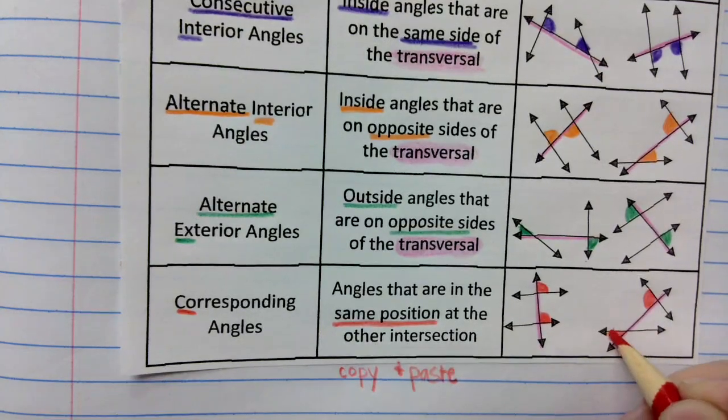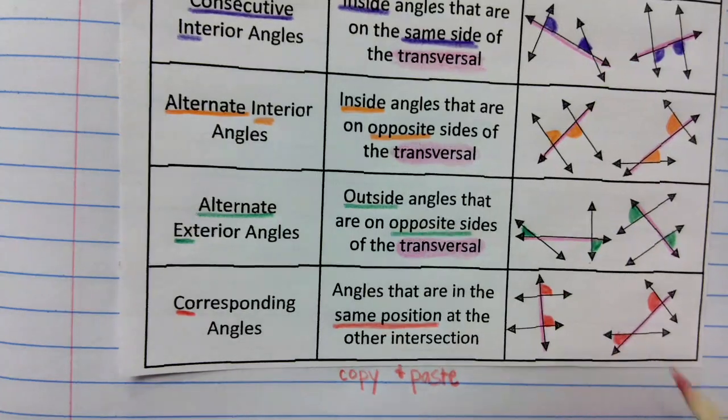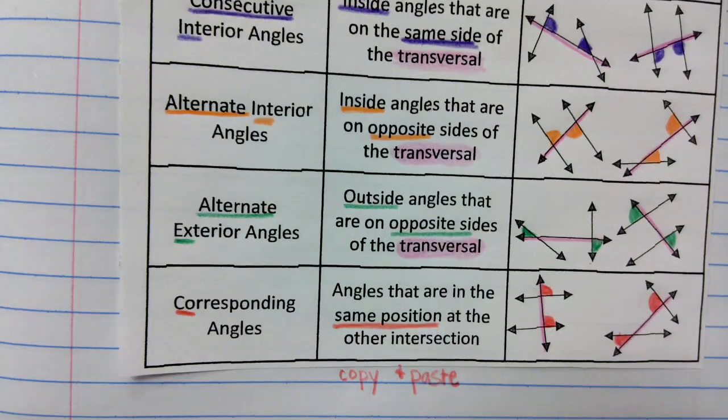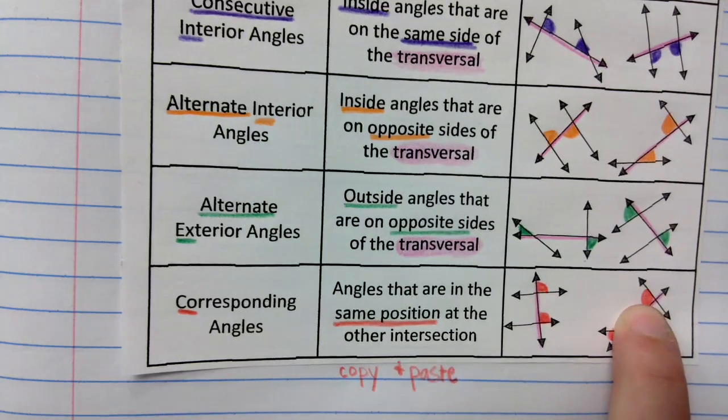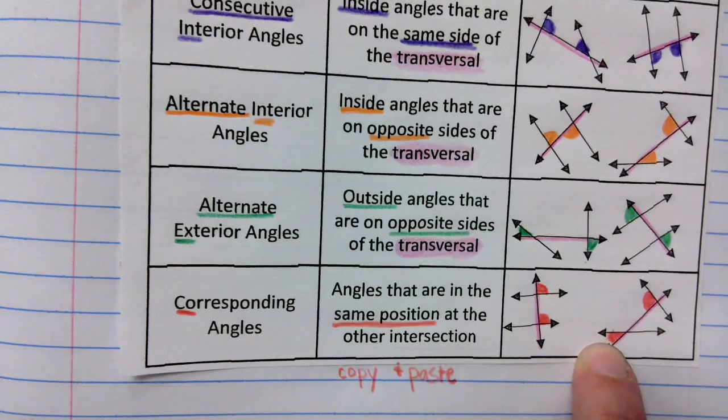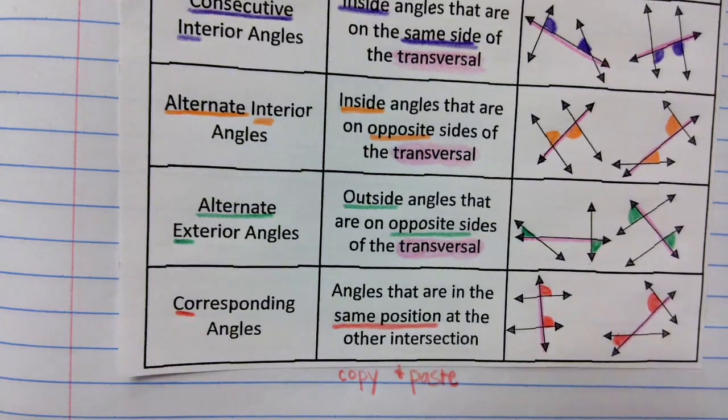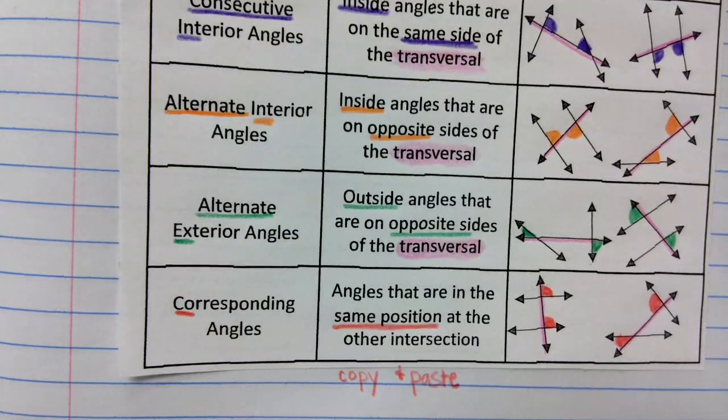What do you notice about these angles? Are they both interior or both exterior? Yeah, there's one of each. There's one that's interior, and then there's one that's exterior. And are they on the same side of the transversal or opposite sides? Same sides.